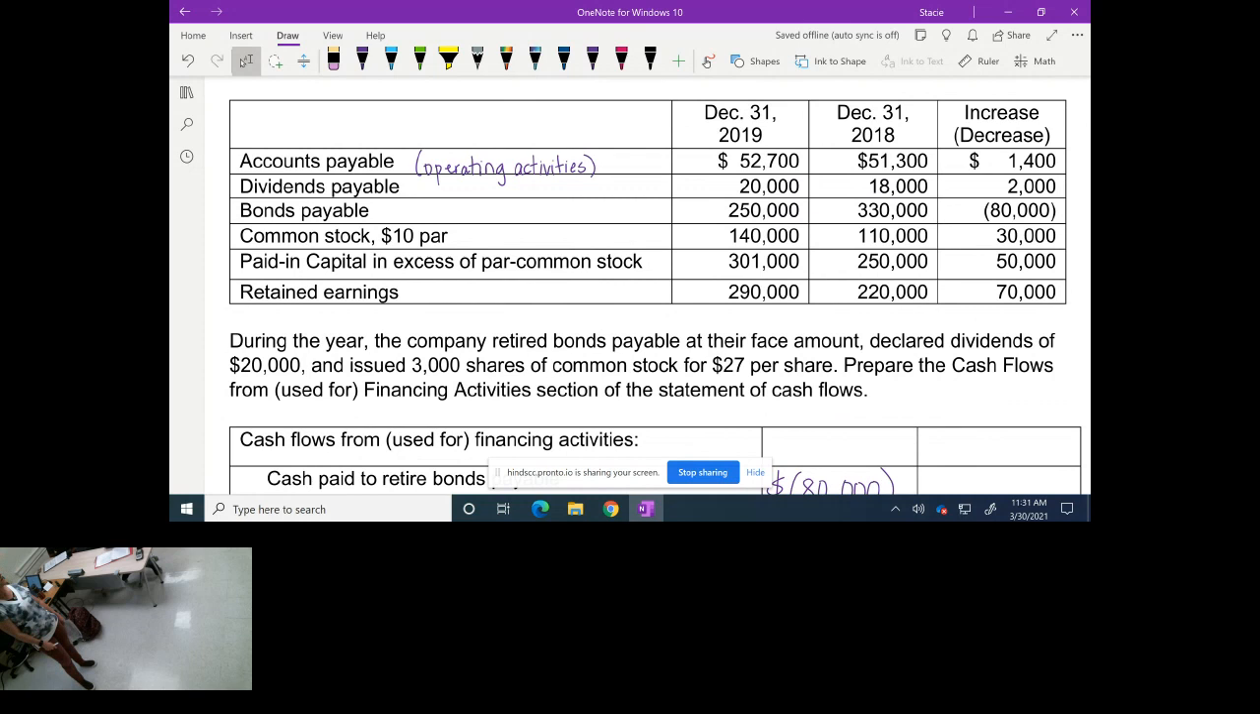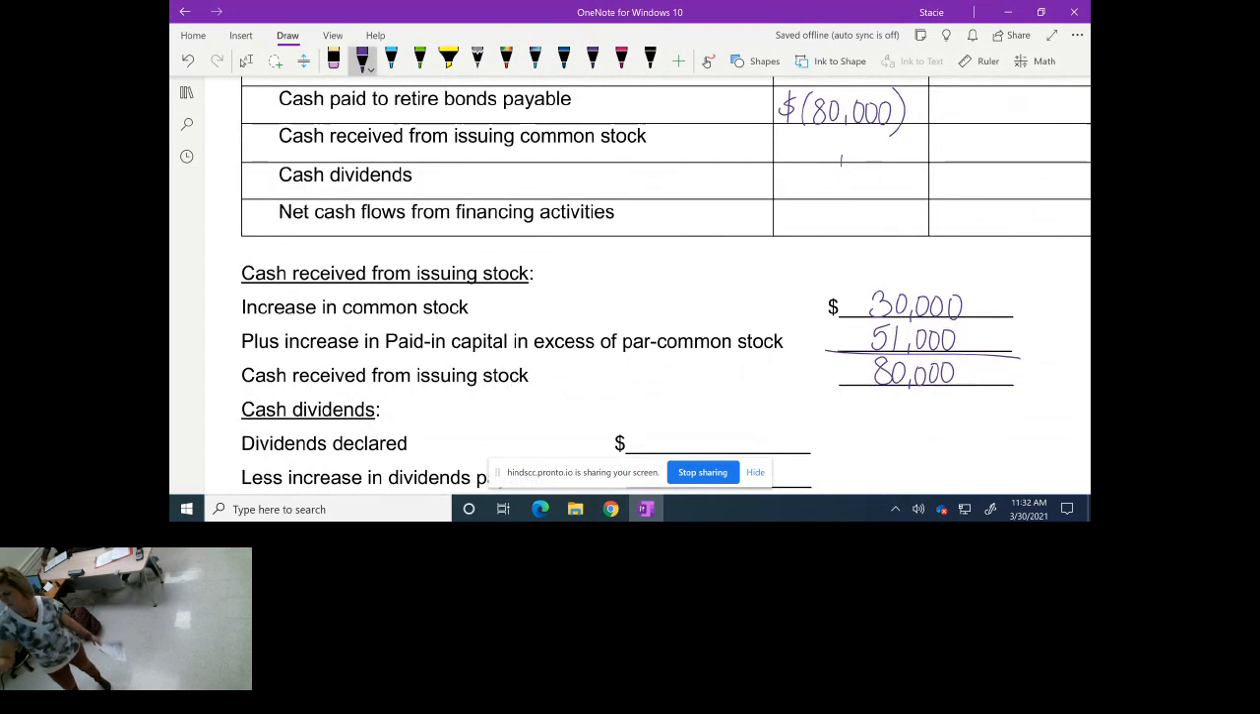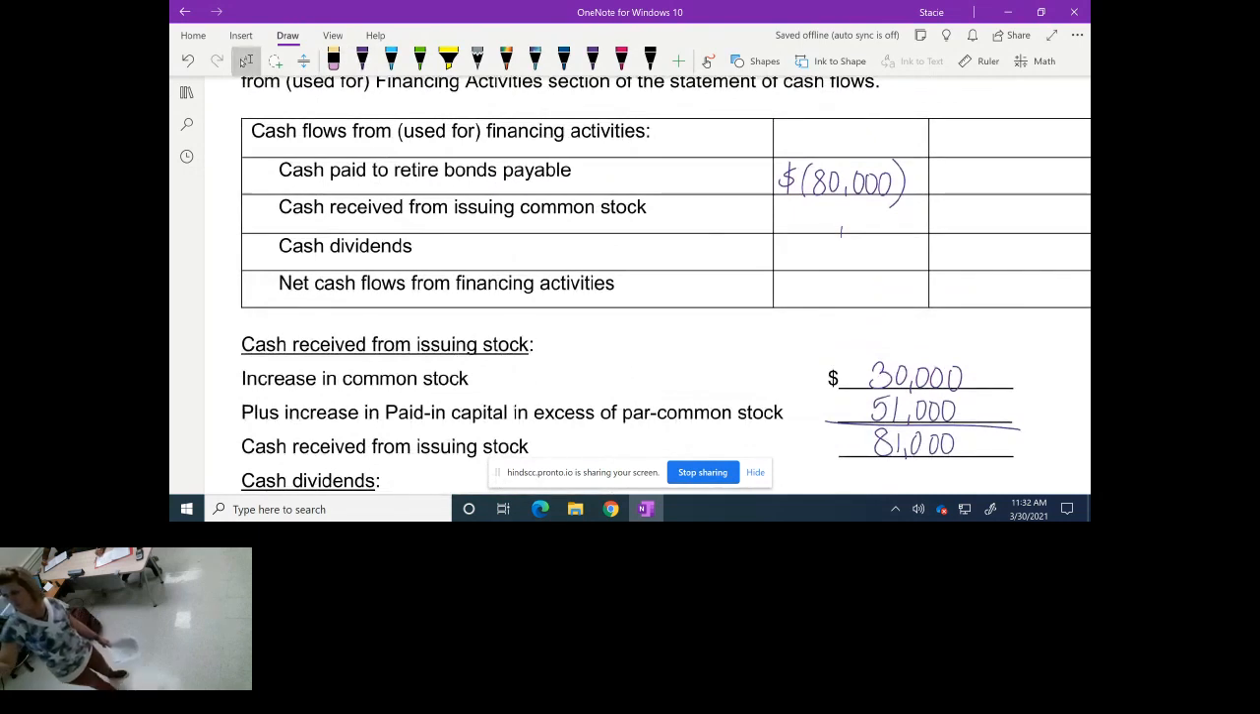Let's calculate the increase. Yeah, it's supposed to be 51,000. I knew there was a mistake on here. Nobody said anything. Now I'm going to have to go back and correct them. I remember finding this and I forgot to change it. All right, so this is 81,000. That's the money received from issuing stock.